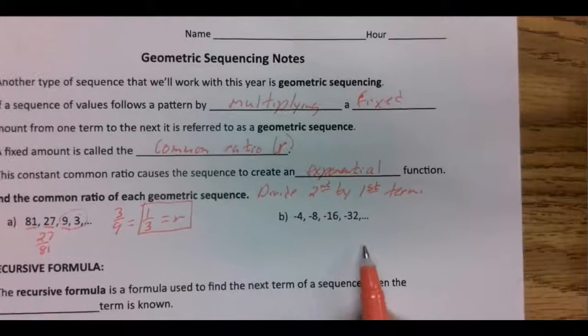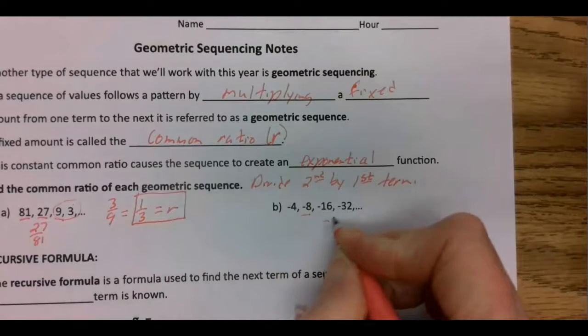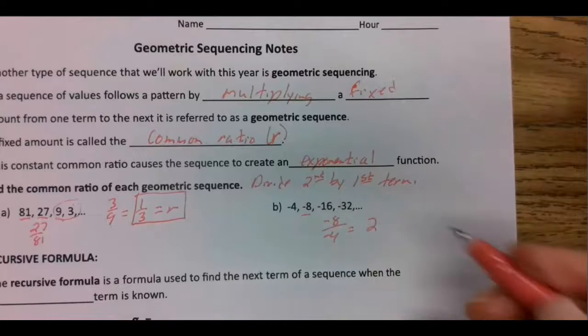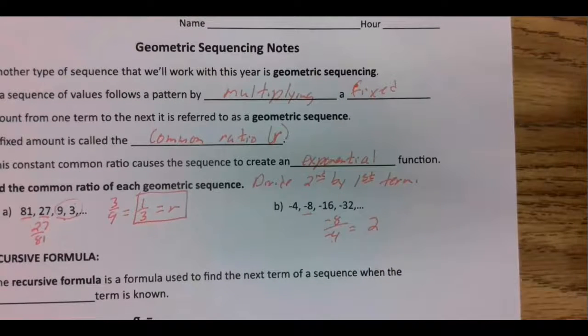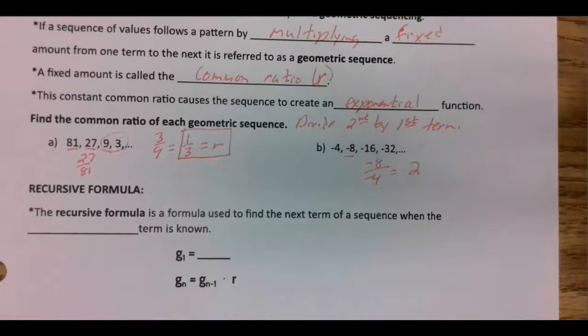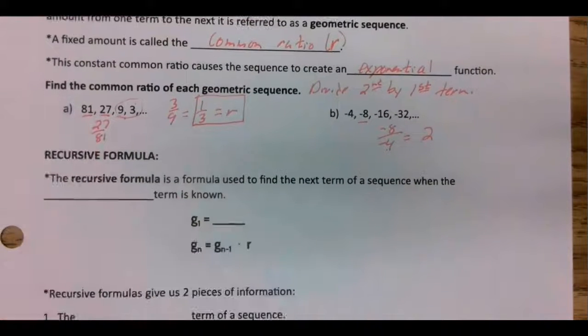Okay? We're going to do that same thing here. And again, if you want to pause yours at any point and try it on your own, that's great. We're going to take the second one, divide it by the first one. That gives us a positive 2 because I have a negative divided by a negative. That's your common ratio. Now these notes are going to sound very familiar because we've done them before, except we did it with arithmetic.